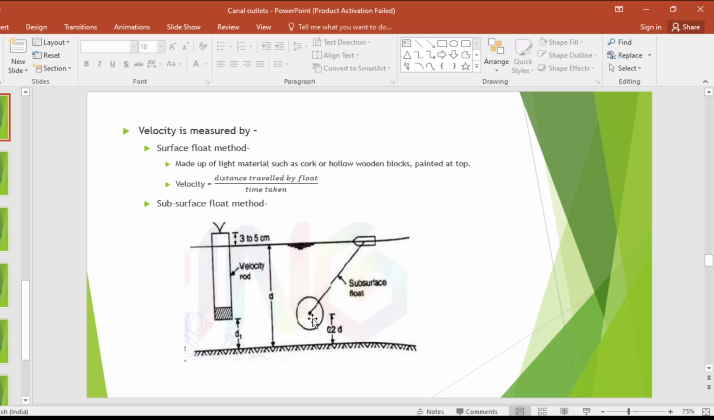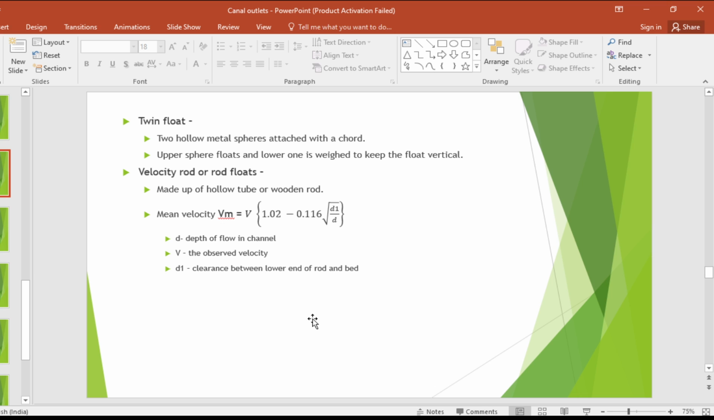Now the twin float. Third is the twin float. A twin float consists of two hollow metal spheres attached with cords. Here, two hollow metal spheres are attached with the cords.